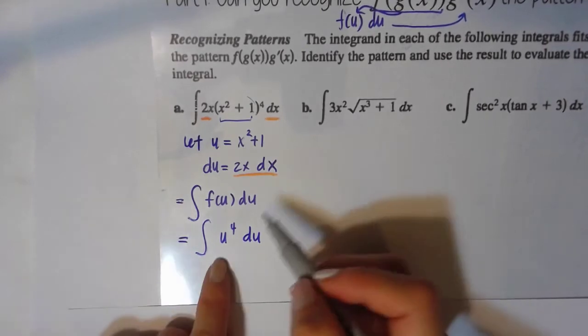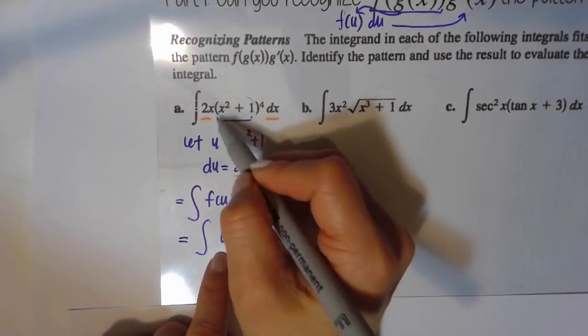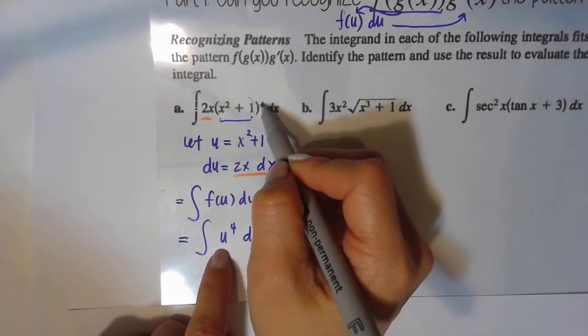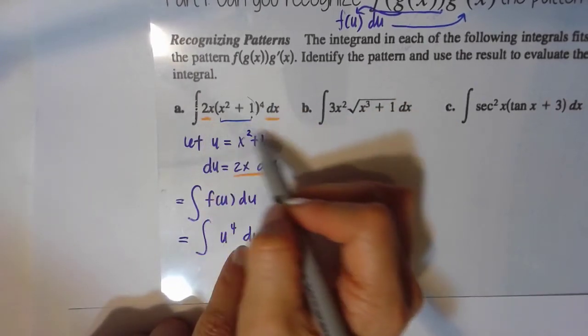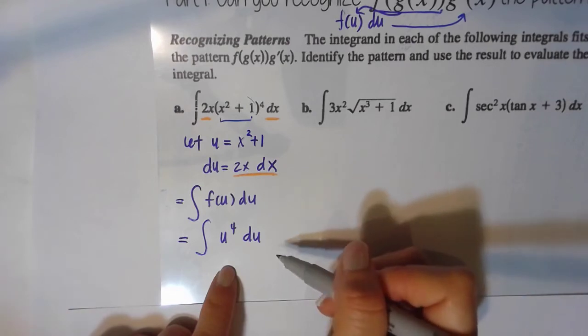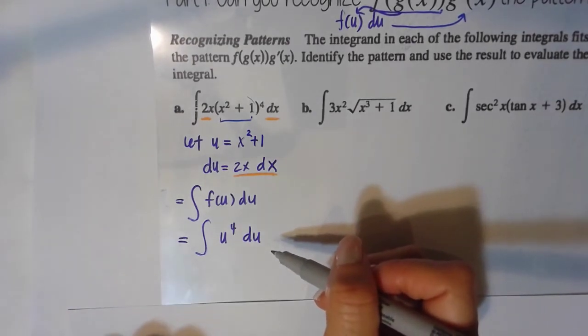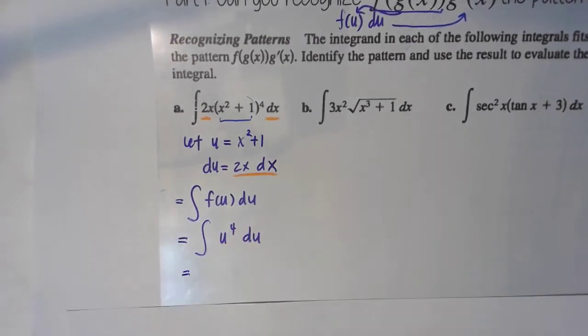But wait, let's just make sure. u is x squared plus 1. That's u to the 4th. But what's 2x and dx put together? It's du. So everything that you see here is just used with U-substitution. I know it's a little bit weird, but it'll become a habit, okay?